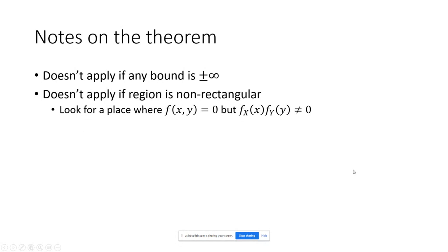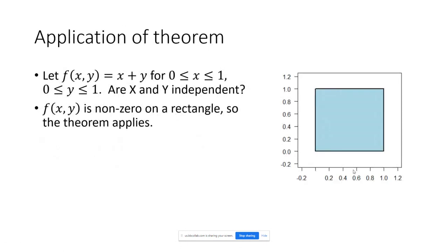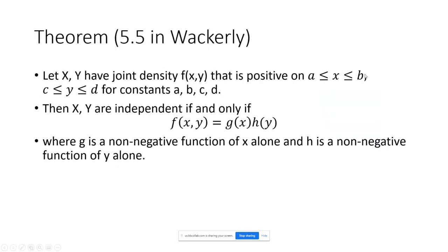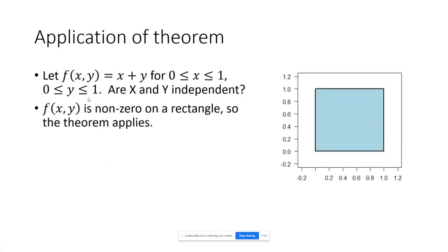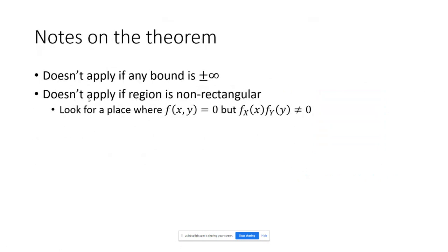All right. Two notes about theorem 5.5. One is that it doesn't apply if any of the bounds are positive or negative infinity. So a, b, c, and d need to be finite numbers. If any of the bounds are infinite, then we don't know if x and y are independent or not based on this theorem. In that case, you would need to solve it the other way by finding the marginal density functions, seeing if you can multiply them together.